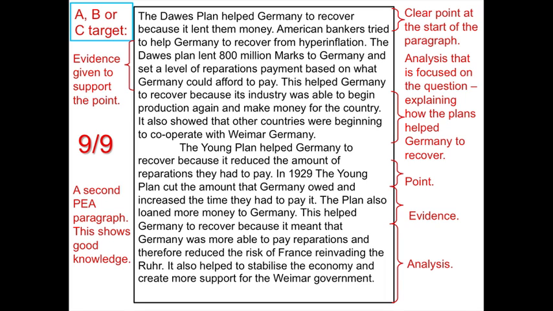Have a look at your own answer. Have you received 9 out of 9 marks? If you have, highlight what you've done well. If you haven't received 9 out of 9 marks, you also need to highlight what you need to do to improve in the future. Have you given 2 paragraphs? Is your evidence specific and detailed? Is your analysis focused on the question, explaining how the 2 plans help Germany to recover?